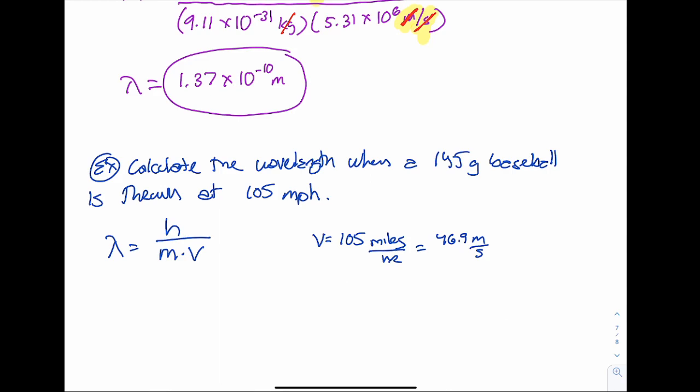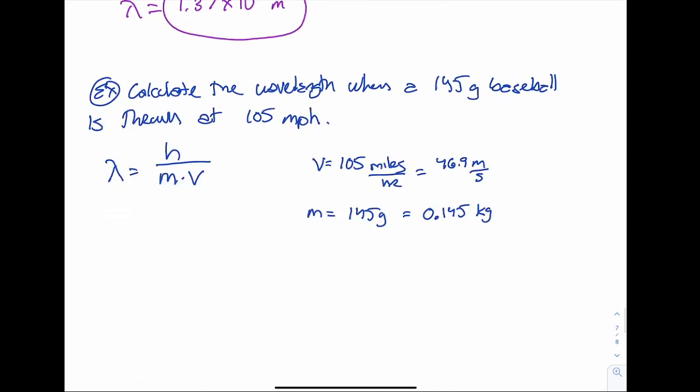If I was to give this problem to you on a test or a quiz, I wouldn't convert it for you. You would have to do it on your own. So again, please practice that conversion. I know that my mass needs to be in kilograms. I can divide it by 1,000, move my decimal place over, so 0.145 kilograms. So now we can just plug everything in.